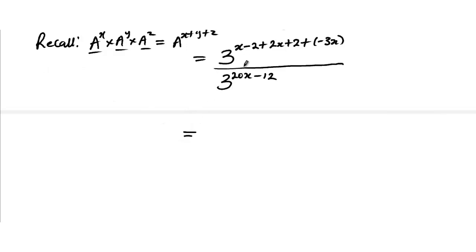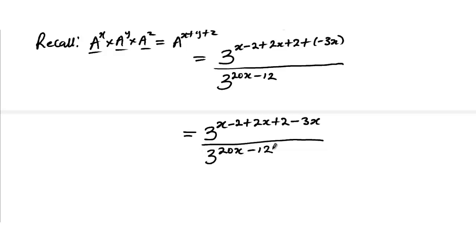So by solving further, let's do some mathematics. This will give us 3 raised to the power of what? Let's collect like terms. x plus 2x, that is 3x. Then 3x minus 3x. Okay, let me first open this. This one can still be written as x minus 2 plus 2x plus 2 plus minus 3x, then divided by 3 raised to power 20x minus 12.